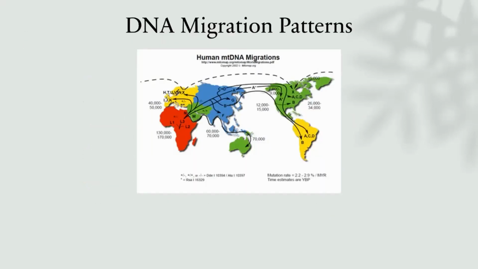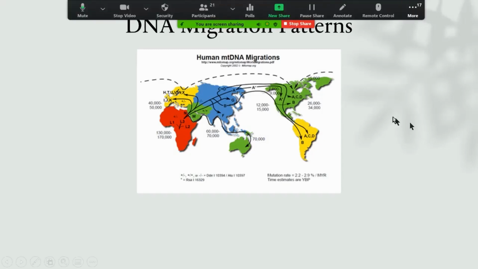This is an example of population dispersion patterns, migration patterns, done using mitochondrial DNA. These patterns match the descriptions given in Genesis.